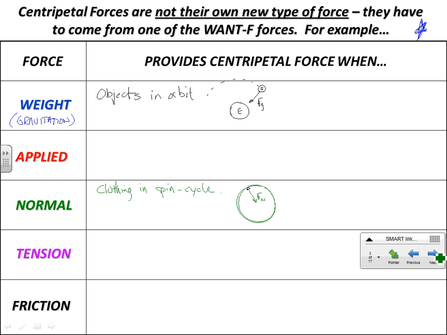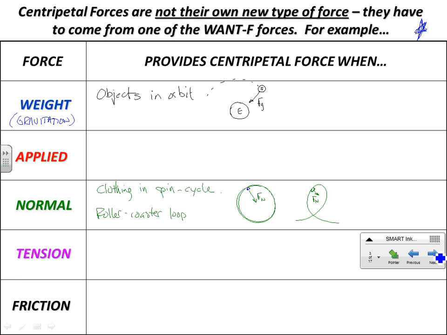Lots of other examples here. How about this? A roller coaster loop. We have a loop that looks like this. The track is a surface. And if the car is here on the track, the normal force points in towards the center. Okay?